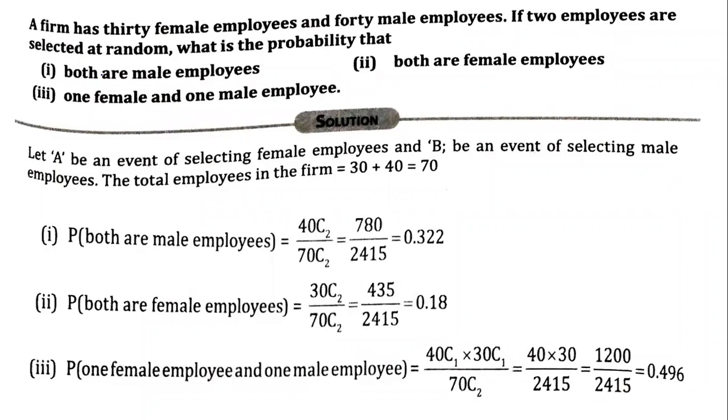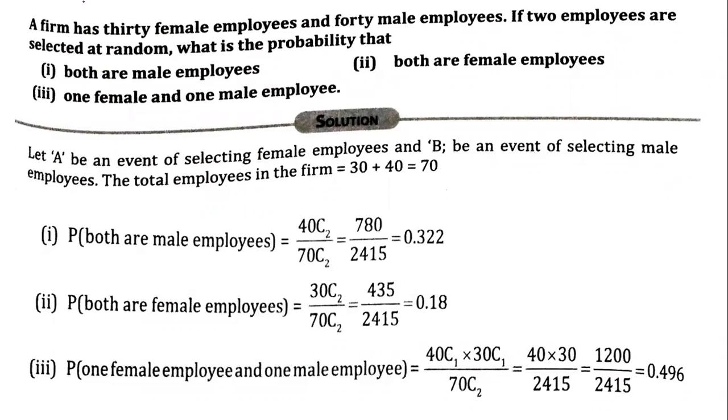Out of the total 70 employees they are selecting two of them, for some reason. Whoever they select, we have to say what is the chance of them getting two male employees, what is the chance of getting two female employees, and what is the chance of getting one male and one female.